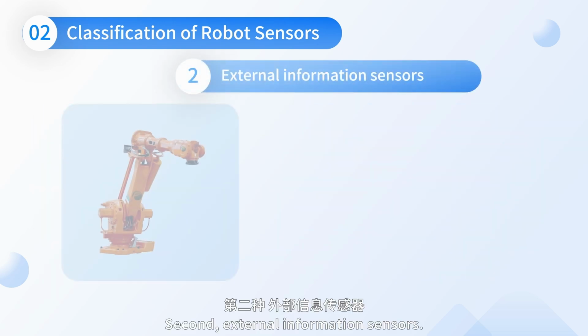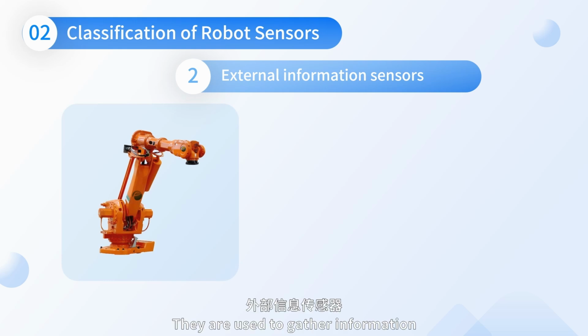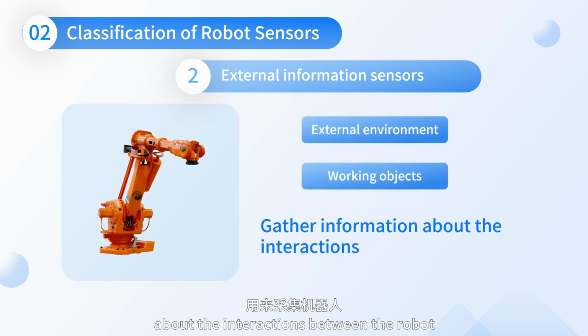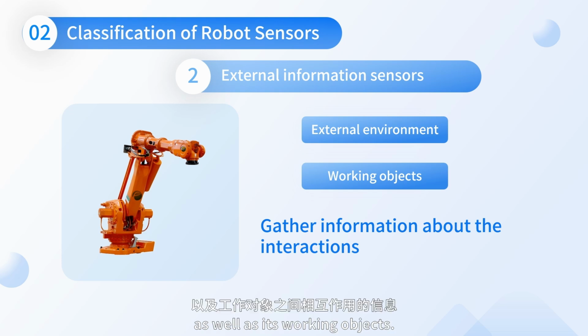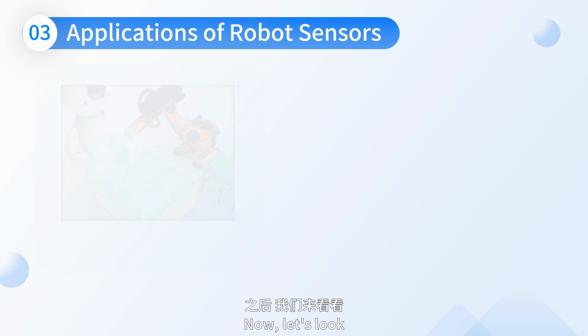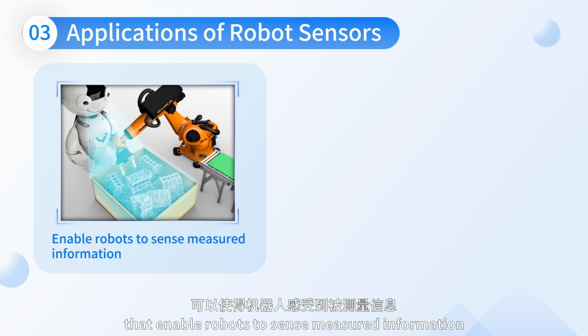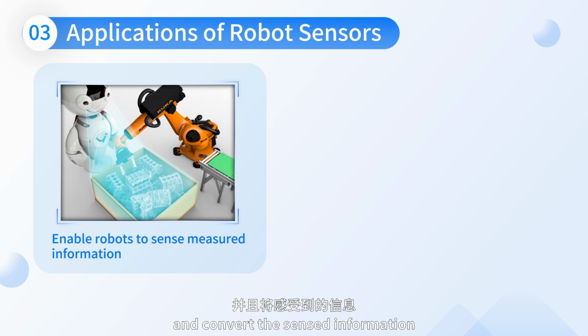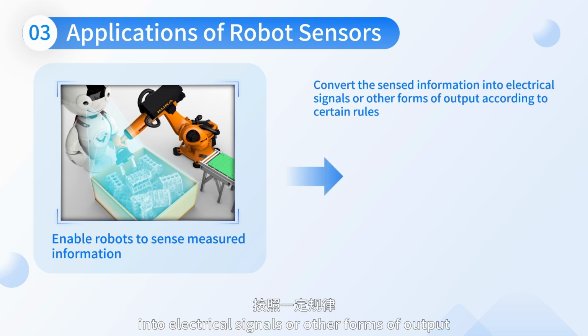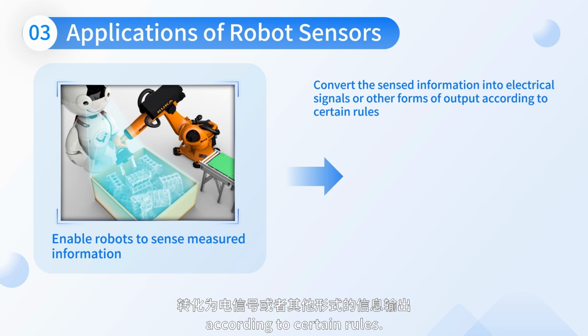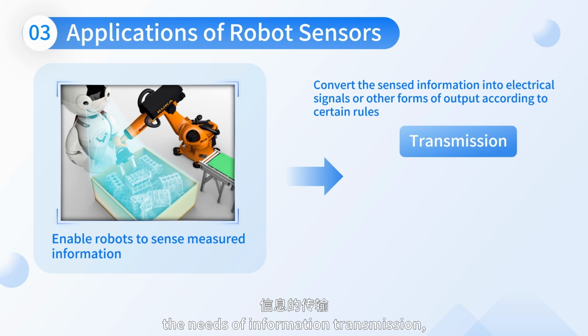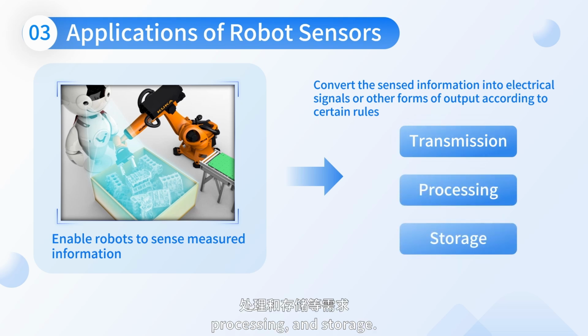Second, external information sensors. They are used to gather information about the interactions between the robot and its external environment, as well as its working objects. Now, let's look at the applications of robot sensors. Robot sensors are detecting devices that enable robots to sense measured information and convert the sensed information into electrical signals or other forms of output according to certain rules. This is to meet the needs of information transmission, processing, and storage.